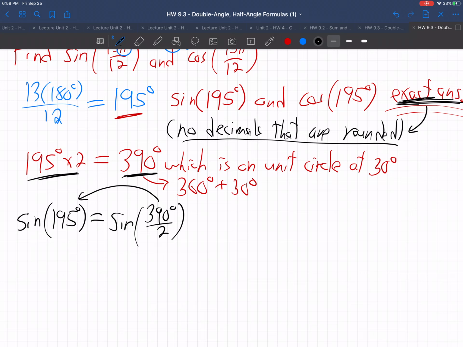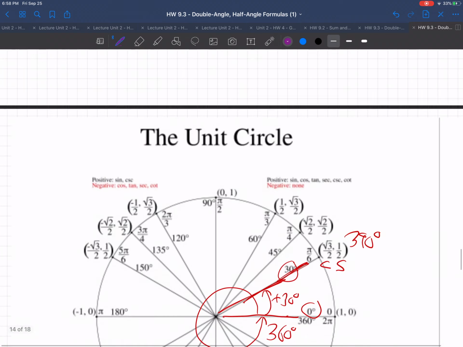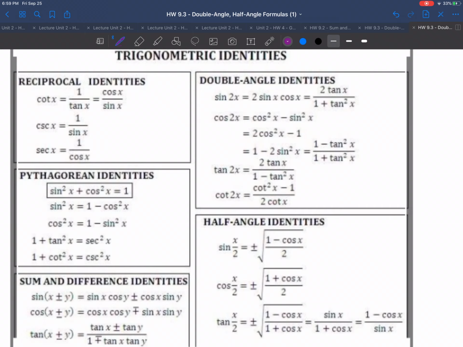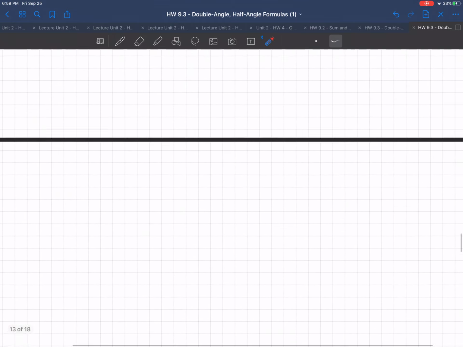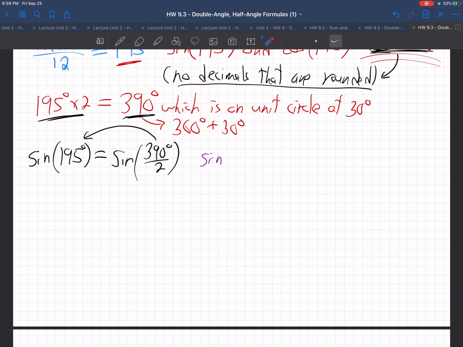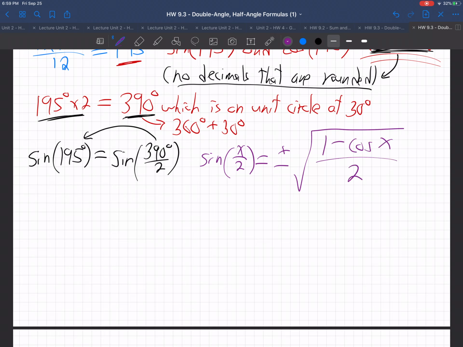Okay, great. So what? Well, we have a formula for that. We have an exact formula, if you go to the formula sheet, the half angle formula right here: the sine of x over 2 is plus or minus the square root of 1 minus the cosine of that same angle, all over 2. Let's write that down. The sine of x over 2 is plus or minus the square root of 1 minus the cosine of x, all over 2. That's what the half angle formula says.